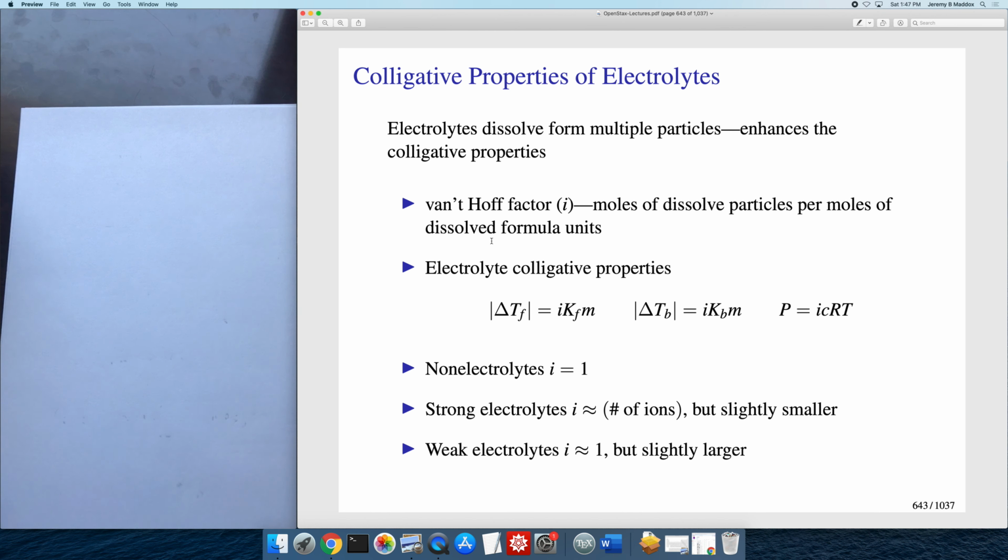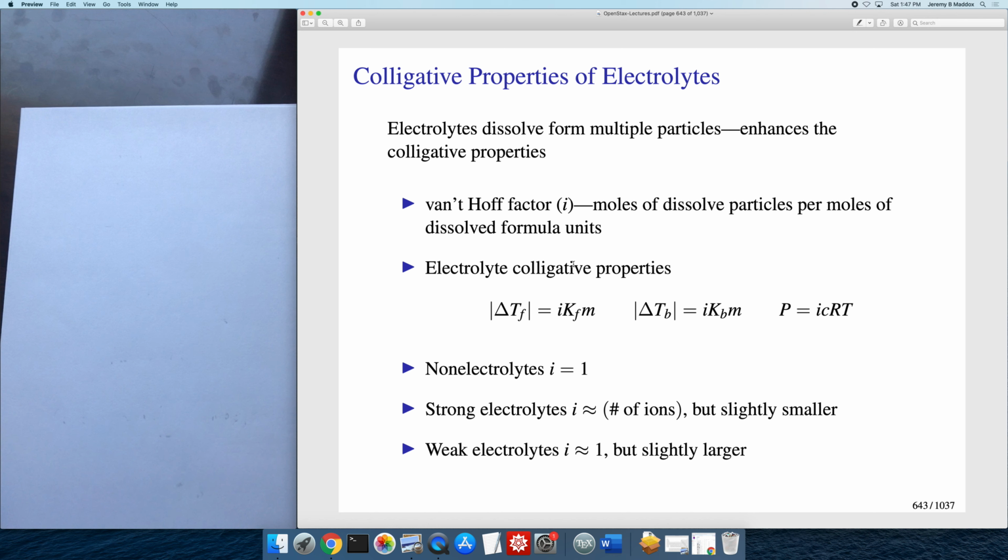And so for ionic compounds, we are going to introduce a little fudge factor here called the Van 't Hoff factor, which is the number of moles of dissolved particles per dissolved moles of formula units. Okay, so for sodium chloride, which has 2 ions for every 1 formula unit that dissolves, the Van 't Hoff factor would be 2. For a non-electrolyte that does not form ions, the Van 't Hoff factor would be 1.